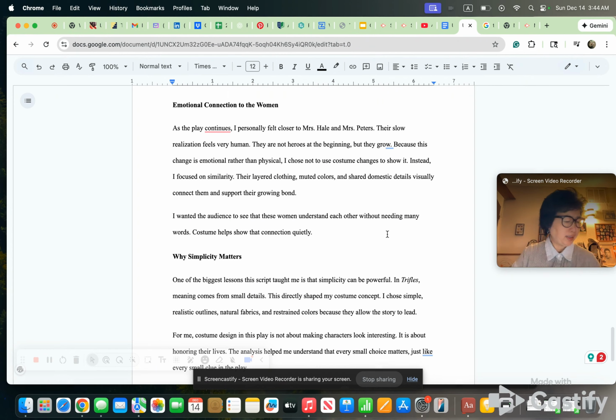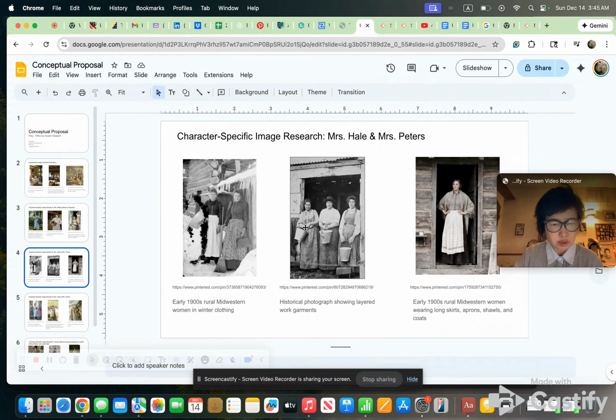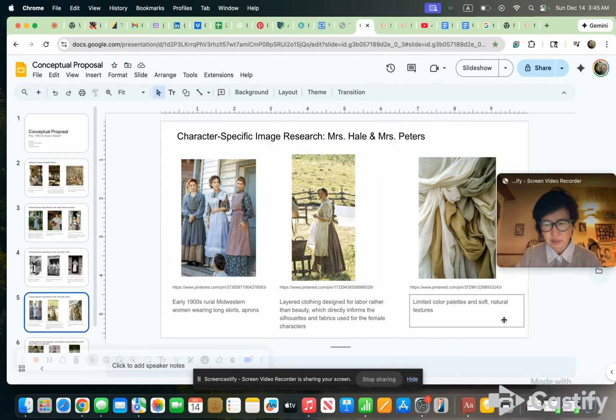And next, here are some pictures. What I did, I researched early 1900s rural Midwestern women's clothing. They wore long skirts, aprons, shawls, and coats for wintertime. And their colors are soft, with natural textures.